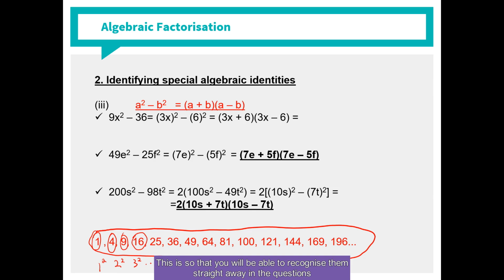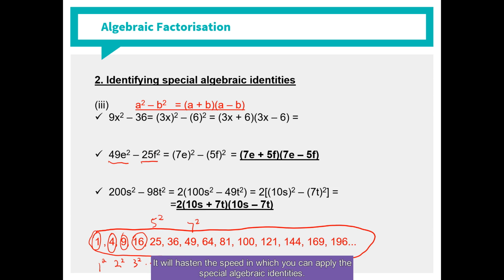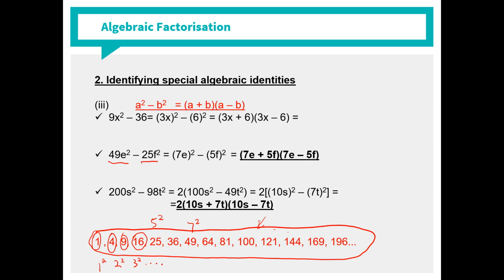So that when you see, oh, 49 is a square, you straight away recognize that this is a square of something. Square of what? 7 square. Okay, 25f square, oh, this is 5 square. It will hasten your speed a great deal. So go and try and remember all of these numbers. Usually it should be sufficient to remember up to 100, but if you want to put your best foot forward and go the extra mile, why not?